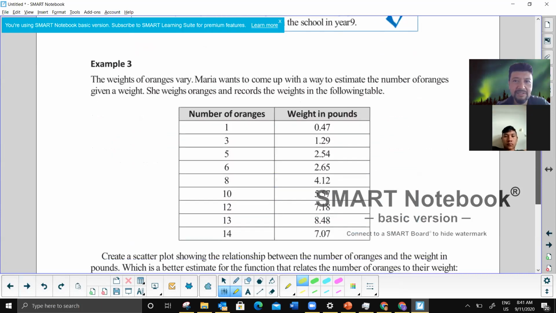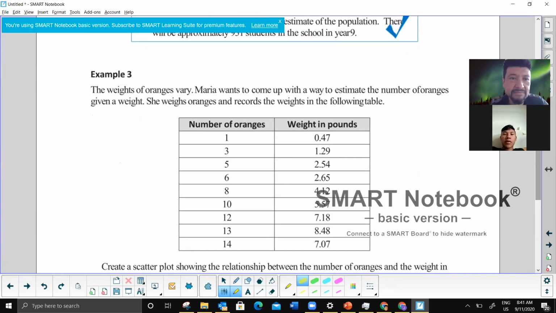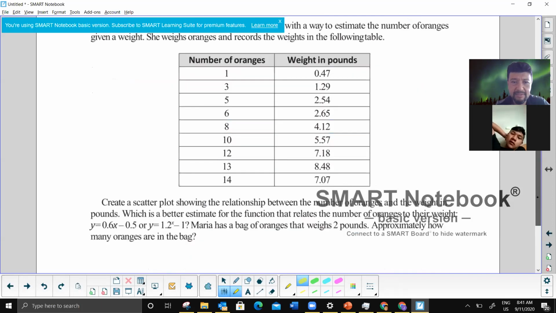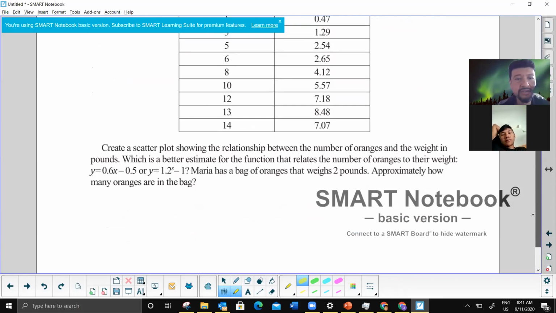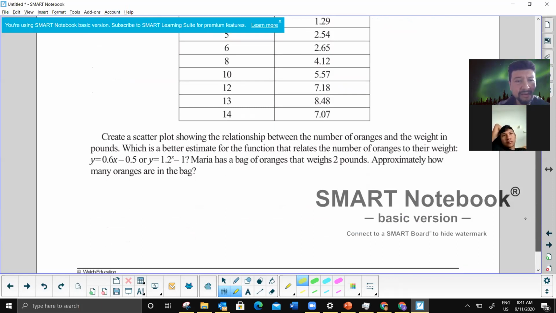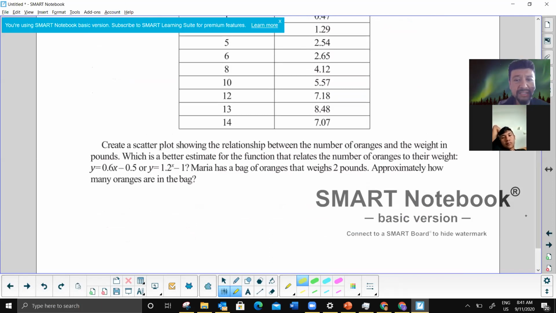Okay, Marcus, let's read example 3. Example 3. The weight of oranges varies. Maria wants to come up with a way to estimate the number of oranges given a weight. She weighs oranges and records the weights in the following grids. And then look at the one she came up with. They ask you a question. She should use this one, 0.6. So now what's the difference here between these two equations? One is just linear and the other one is exponential.